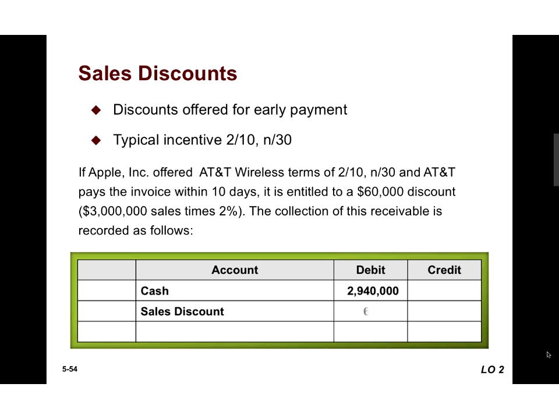And then we're also going to debit an account called sales discount. Sales discount is a contra sales revenue account. Okay, sales discount is always shown with sales. It reduces sales overall. So then our credit will be to accounts receivable for the full $3 million. We need to take the full $3 million out of accounts receivable. We're debiting cash, and then that difference is the sales discount.